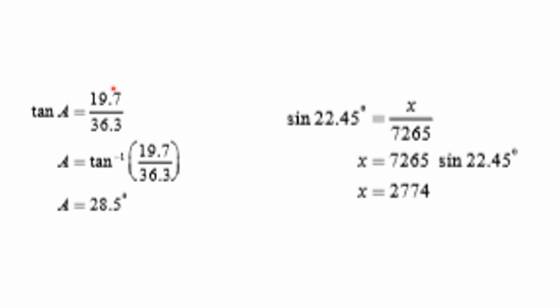And compare notes. So the tangent of the thing called A was that ratio. That means A is the inverse tangent of that ratio, so A is 28.5 degrees. In the other figure, we have the sine of 22.45 degrees is X over 72.65, so I multiply those numbers together, and this is what I get for my answer for X.